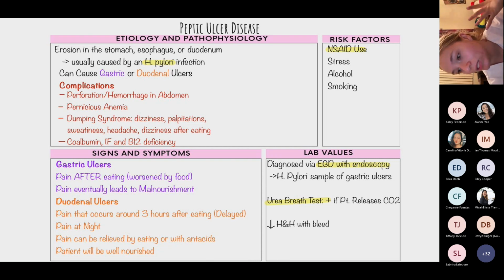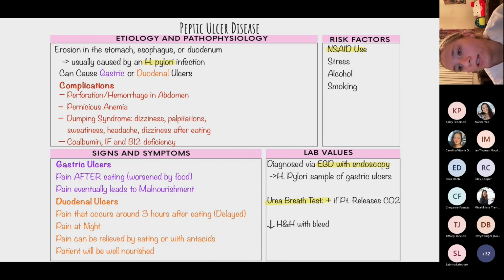That is why pain is worse right after eating, which leads to malnourishment, because they eat, they have a lot of pain, and they don't want to eat anymore. If someone has a duodenal ulcer, we're not going to see that malnourishment because it's not really affecting their mealtimes. In fact, what's interesting about duodenal ulcers is that pain is actually relieved with eating.